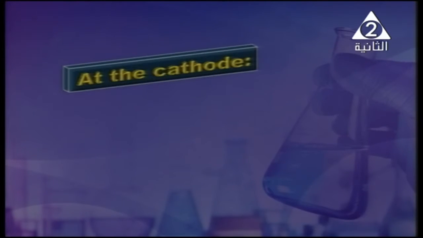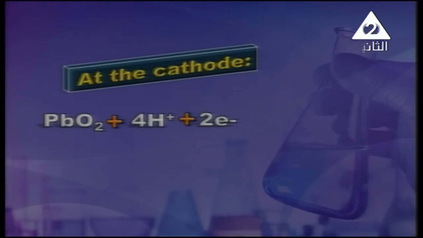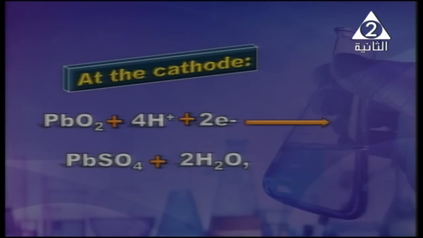At the cathode, PbO2 plus 4H positive plus 2 electrons gives PbSO4, insoluble in water, plus 2H2O, and the E cathode equals 1.69 volt. The 4H positive comes from the electrolyte, and the 2 electrons come from the anode.